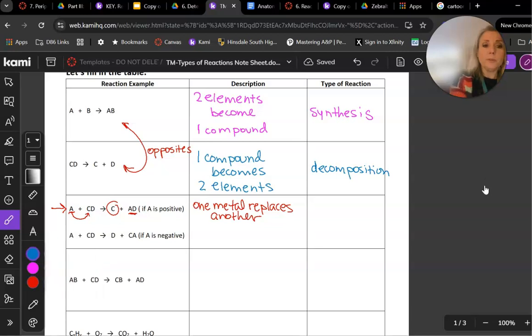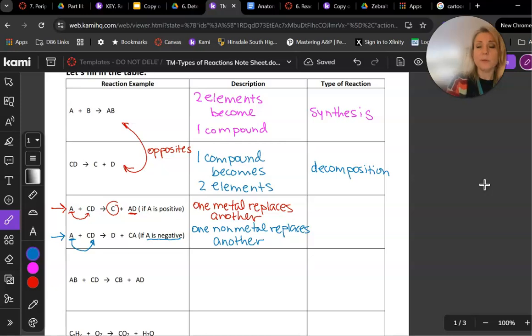But in blue, let's take a look at the other one that's very similar. The difference is that here A is negative. So now A isn't going to replace C. A is going to replace the anion or the nonmetal D. And so in the blue equation, we have one nonmetal replaces another. And so in the blue equation, D has been displaced. D has been kicked out and is now left on its own.